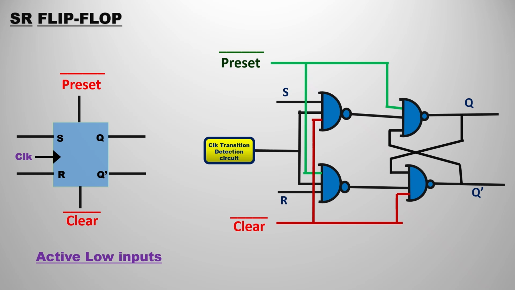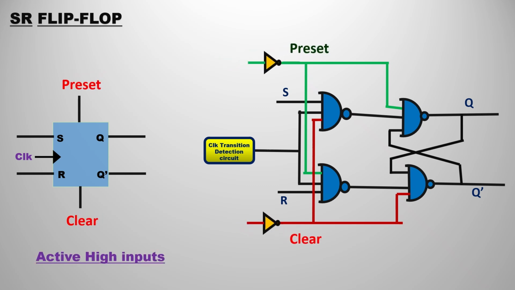If you observe, everything is the same, but you have a preset bar, in green color, that is attached to two NAND gates. One goes into the R NAND gate, and the second one gives output Q directly. There we pass preset, and in the NAND gate that produces Q bar, we pass the clear bar. So this is the circuit diagram of the SR flip flop including preset and clear.